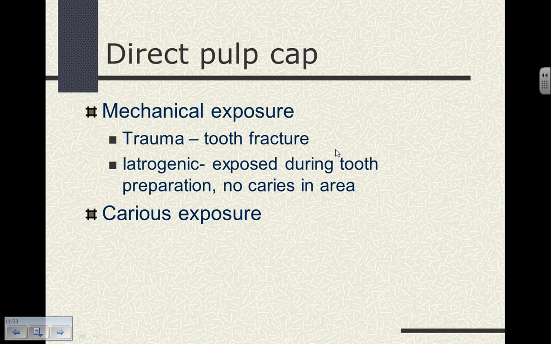Now, direct pulp caps can be categorized into two different types. The first one is a mechanical exposure, an exposure that occurs not in the presence of caries. It can be due to trauma where the tooth fractures and the pulp is exposed, or it can be iatrogenic, where you actually expose the pulp during tooth preparation and there's no caries in the area. The other circumstance for consideration of a direct pulp cap is a carious exposure, and in fact the clinical success of doing a pulp cap can really be differentiated by the type of exposure that the tooth has.